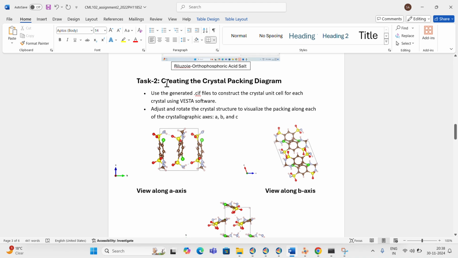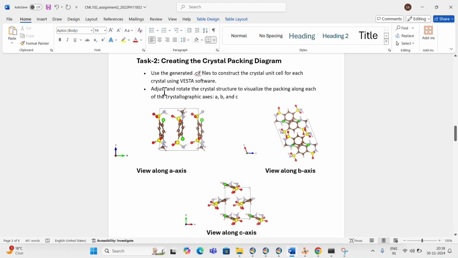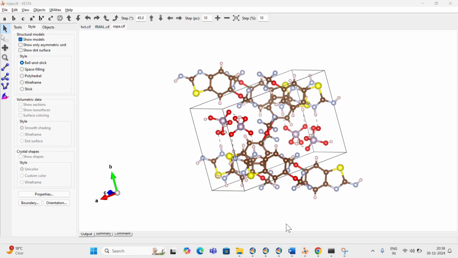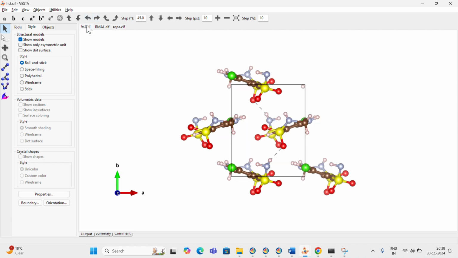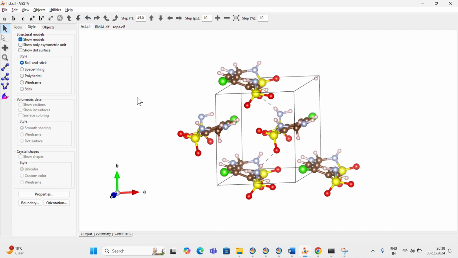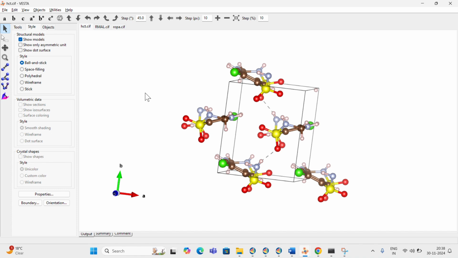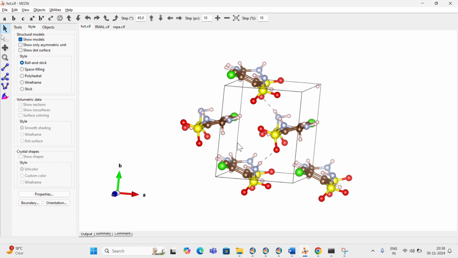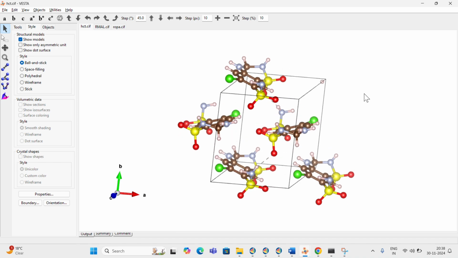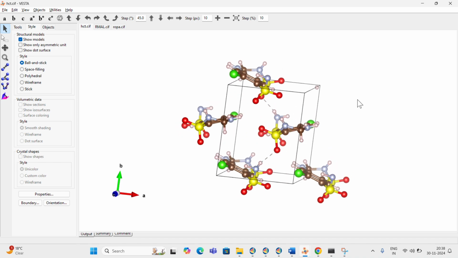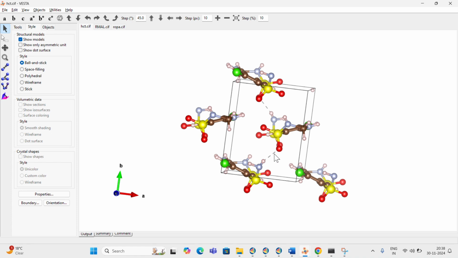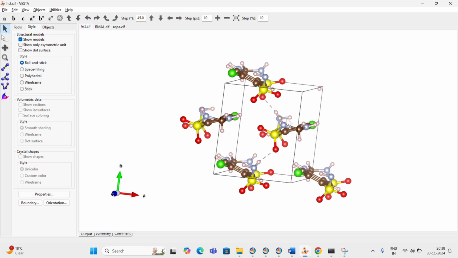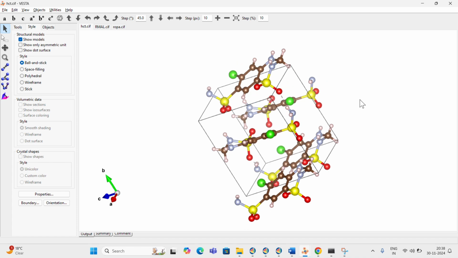The second task is to create the crystal packing diagram, for which we will use Vesta. In this, these are the three compounds' crystal packing diagrams, and in this we have five different hydrochlorothiazide molecules in one unit cell, and we can see that there is bonding between them in the crystal packing structure.